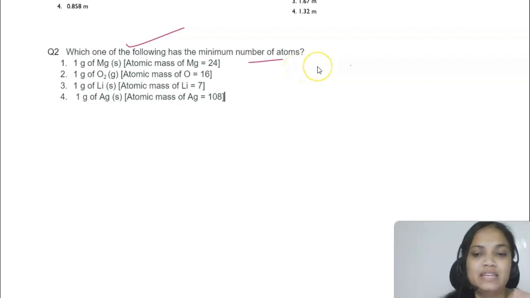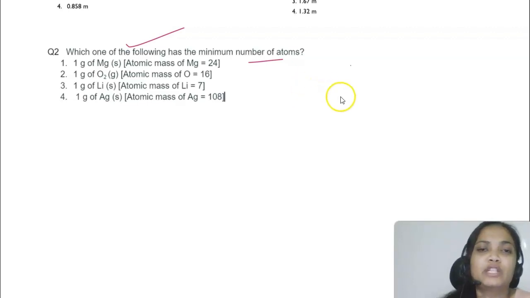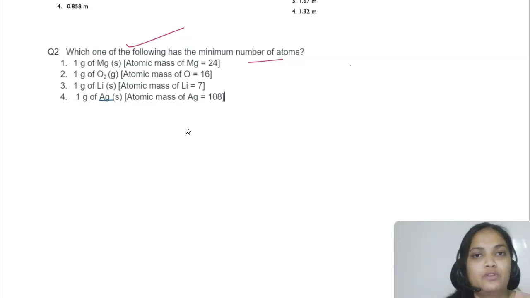Okay, so see, I told you we can twist the question in any which ways. Now we can find the minimum number of atoms, and whatever elements are given to you, NTA can just change the element. Instead of silver they can give you gold, instead of lithium they can give you sodium. So that doesn't matter. What matters is how you are going to solve the question.